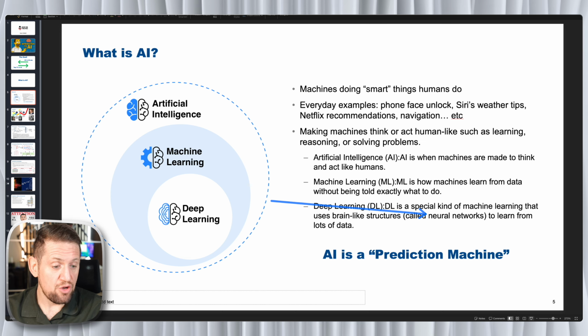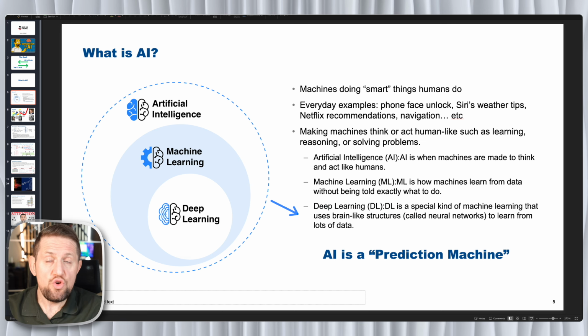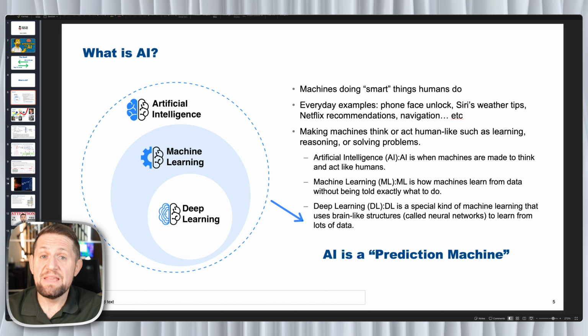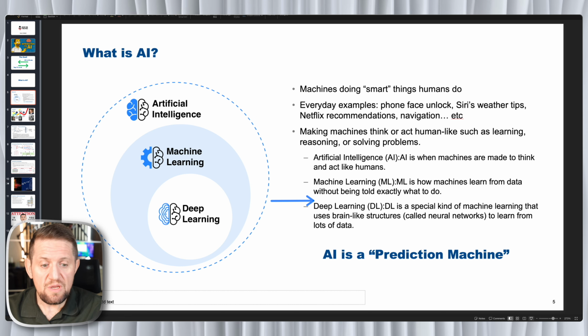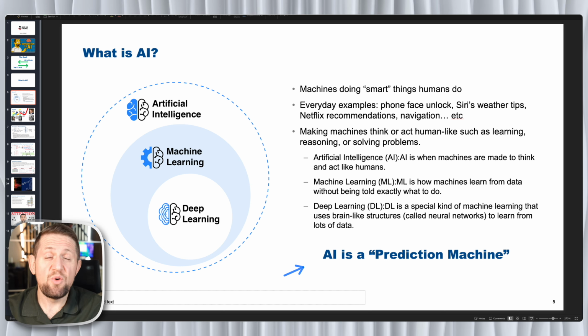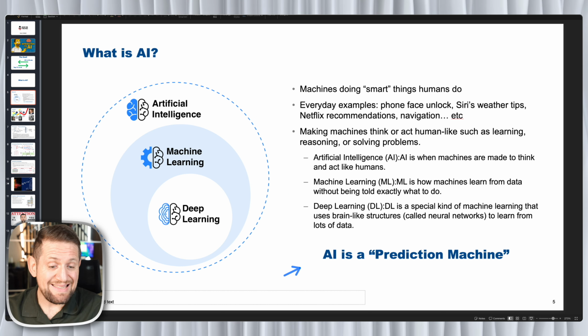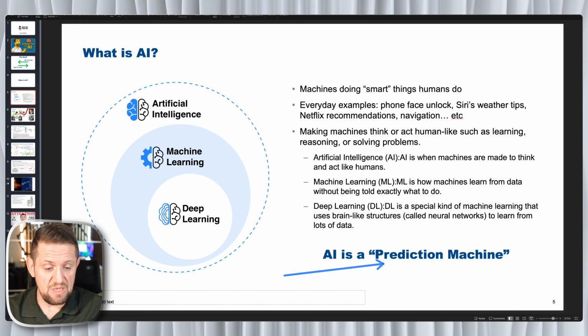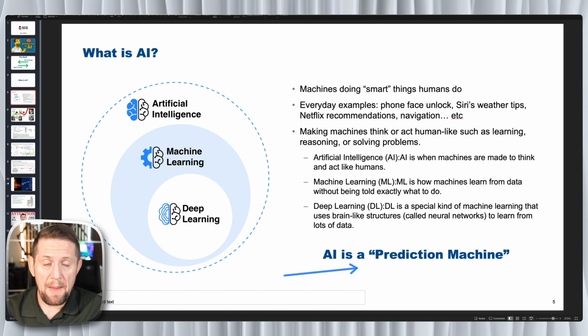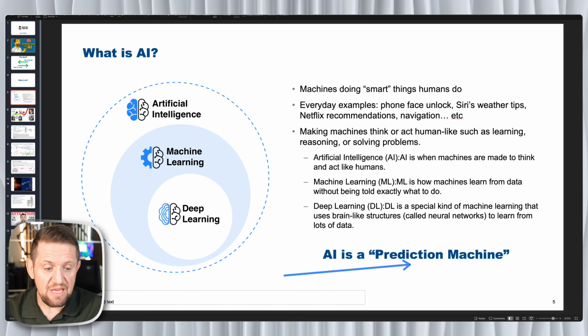It will leverage neural networks to learn from huge amounts of complex data that machines cannot learn when using machine learning. The way I like to put it in the summary is that AI is basically prediction machines. Machines that predict based on the data and the learning that it developed.